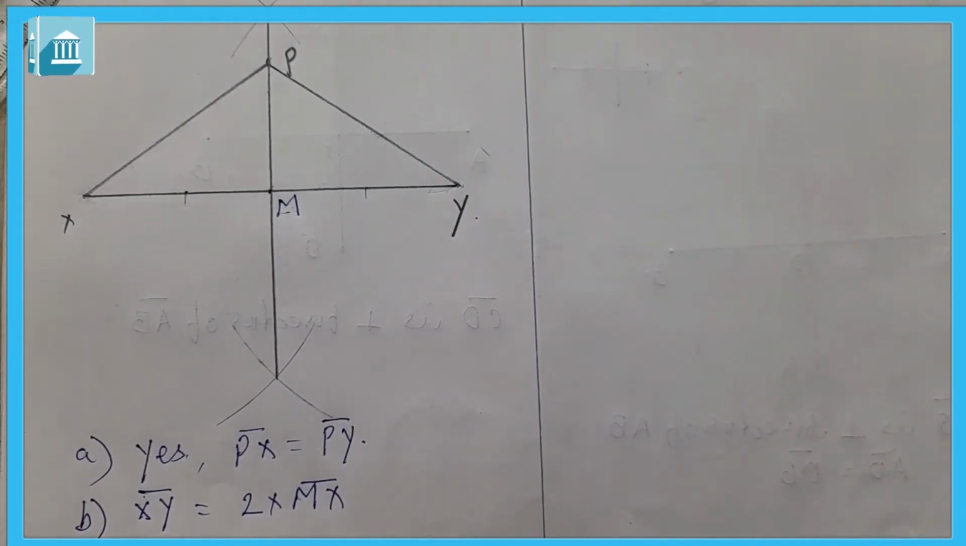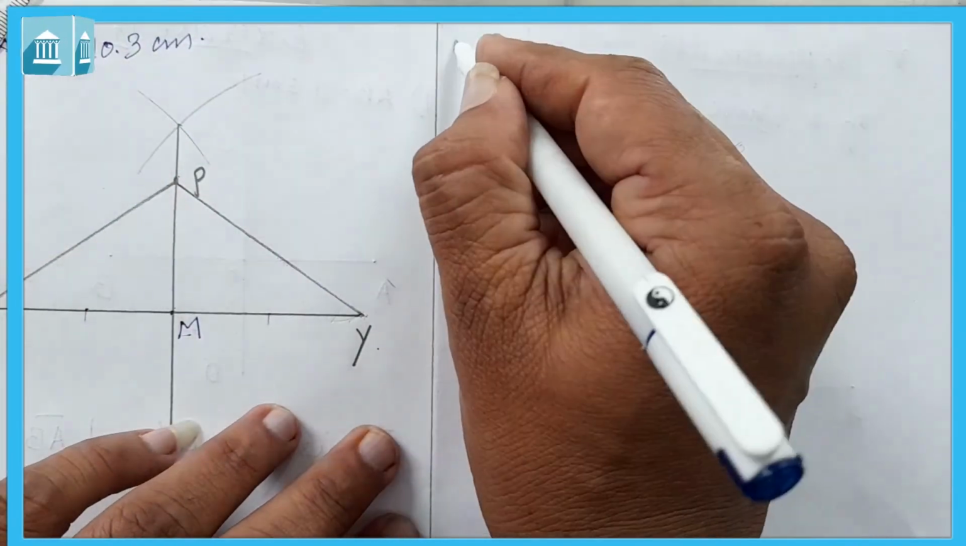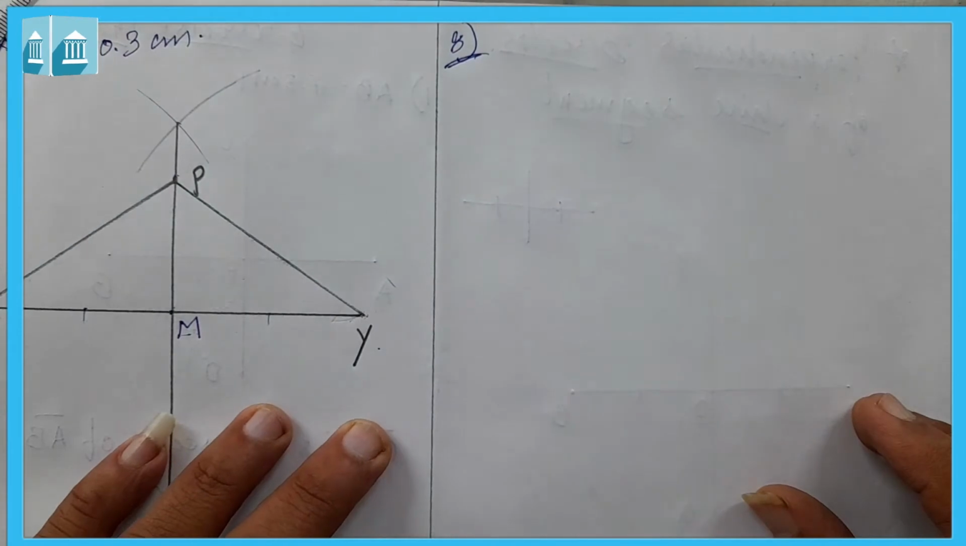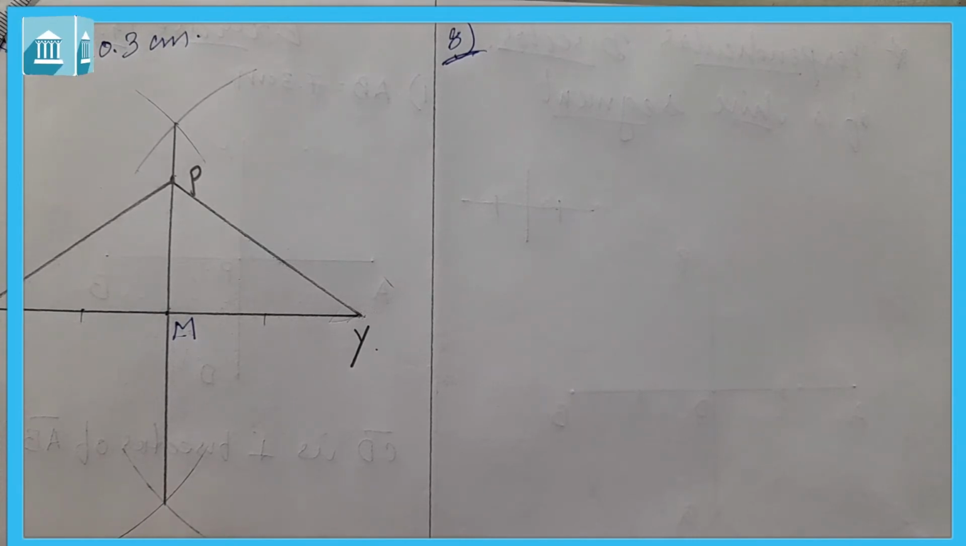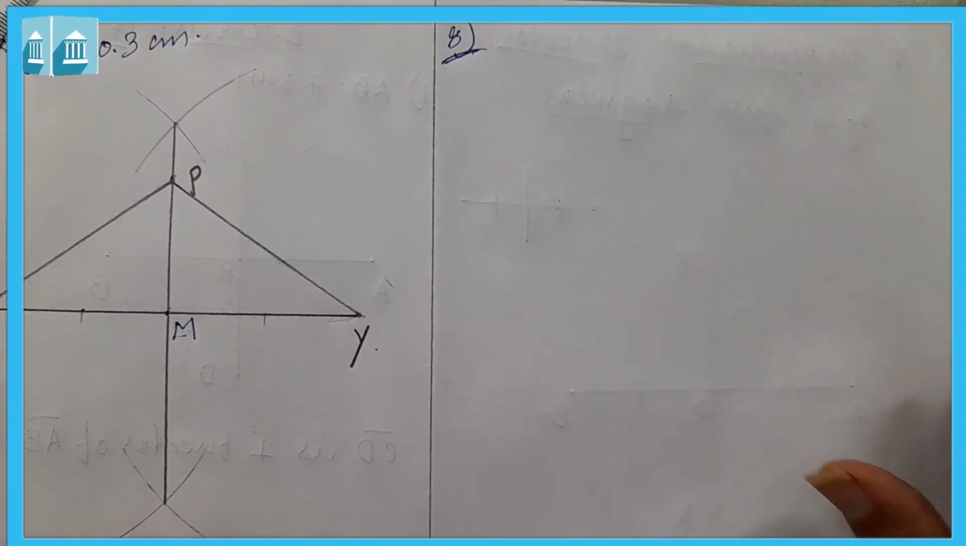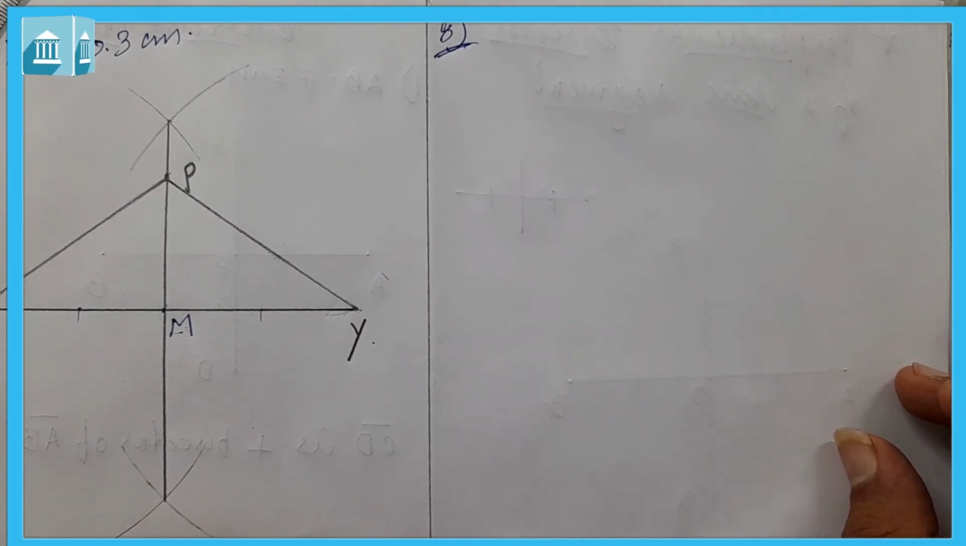Now question number 4 and 5 you have to do by yourself. Let us see question number 8. In question number 8 it is given: draw a circle of radius 4 centimeter, draw any two of its chords, and construct the perpendicular bisector of these chords. Where do they meet? First we have to draw a circle of radius 4 centimeter. Then we have to draw two of its chords and then see where they meet.